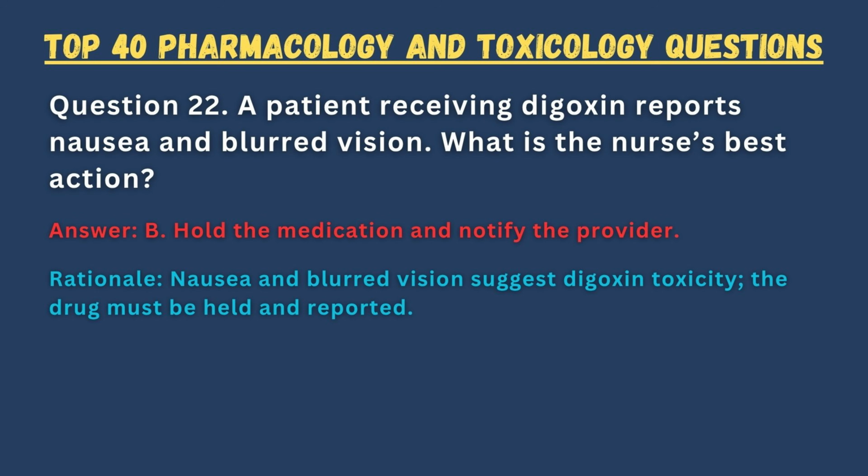Answer: B. Hold the medication and notify the provider. Rationale: nausea and blurred vision suggest digoxin toxicity. The drug must be held and reported.